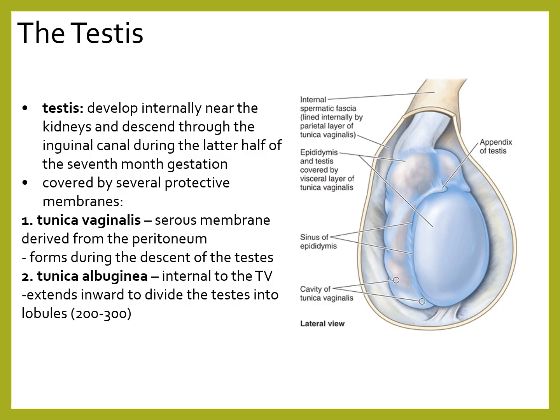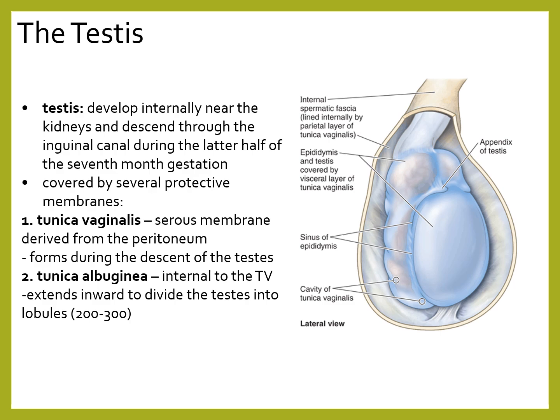As I mentioned in the previous slide, the testes do develop internally, just underneath the kidneys, and they will descend through the pelvic cavity and through the inguinal canal during the latter half of the 7th month of gestation. As they descend into the forming scrotal sac, they will take a portion of the internal oblique with them. This forms the cremaster muscle.